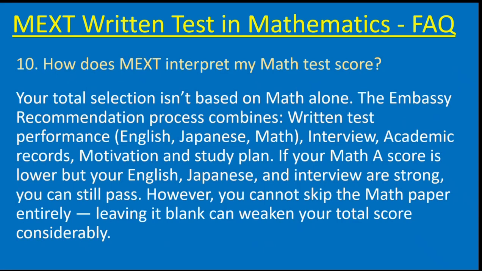The embassy recommendation process combines written test performance in English, Japanese, and math, interview, academic records, motivation, and your study plan. If your Math A score is lower, but your English, Japanese, and interview are strong, you can still pass. However, you cannot skip the math paper entirely. Leaving it blank can weaken your total score considerably, and you may get eliminated from the race for the scholarship.